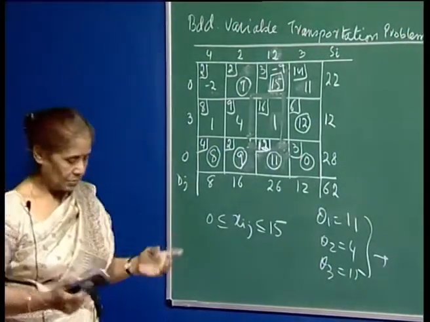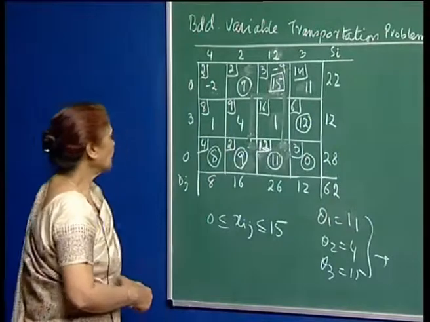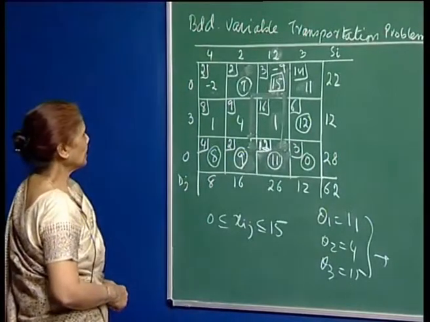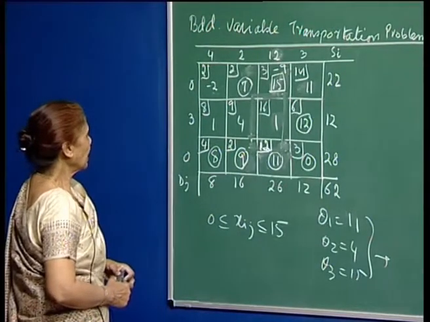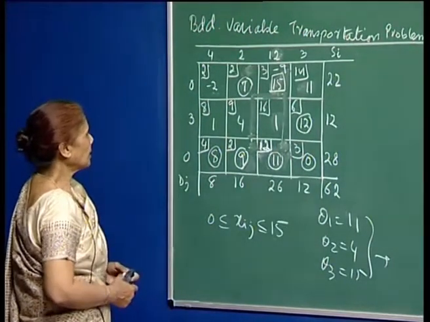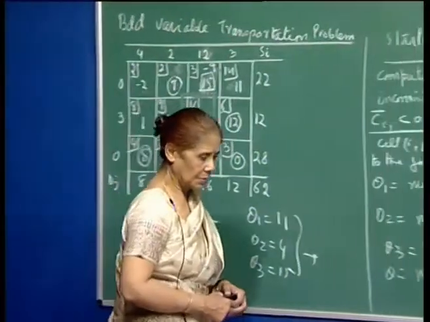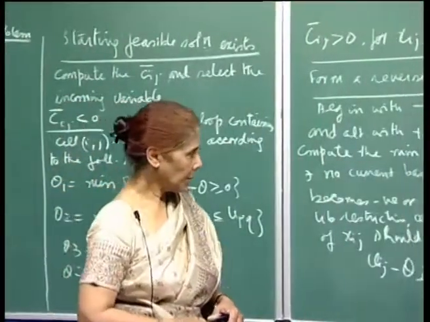Yes, so just 2 iterations, because I chose a small problem. Would have liked to show you another iteration, but doesn't matter. So it turned out to be a small problem, and optimality conditions are satisfied. So this is your bounded transportation problem. Okay.